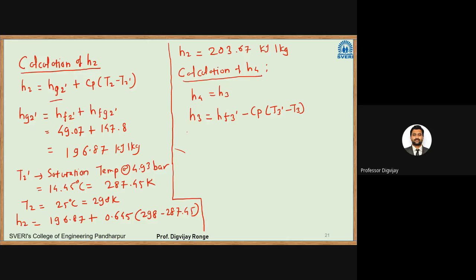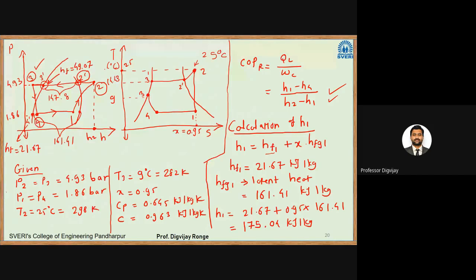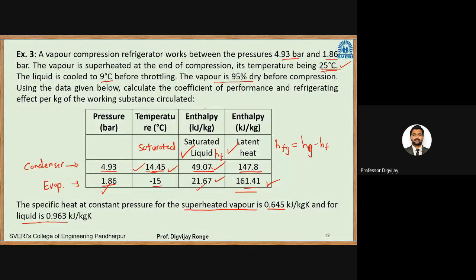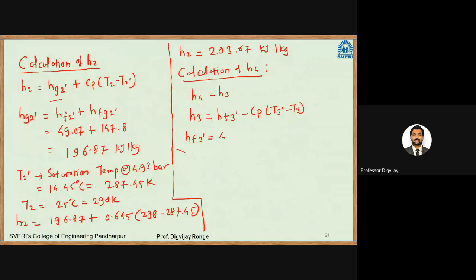So from the table, they have given this value Hf3 dash, किती दिले त्यांनी, 49.07. कसं बघायचं हे, तर आपण प्रेशर बघायचं. Point 3 ला किती प्रेशर आहे, 4.93. तिथं आपण काय बघायचं, एन्थाल्पी. ठीक आहे. So that is 49.07 kilojoule per kg, and then these values are given to you. Okay, T3 dash is saturation temperature, so that is 287.45, which we have just calculated.